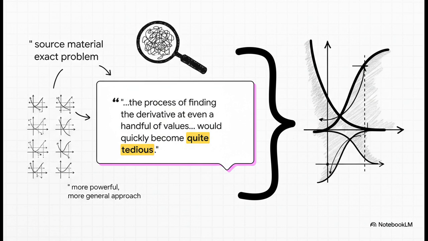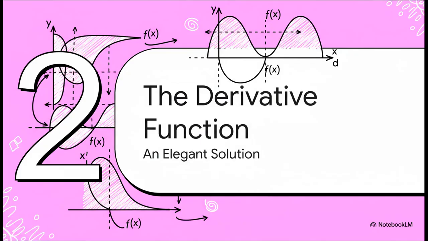And yeah, inefficient is putting it mildly. The source material nails it when it says this process would get, and I quote, "quite tedious." They're not kidding. There has to be a better way. We need something more powerful, something that does all the work for us. What we really need is a function. And that, right there, brings us to the star of the show, the derivative function. This is the elegant, powerful solution to that super tedious problem we just talked about.